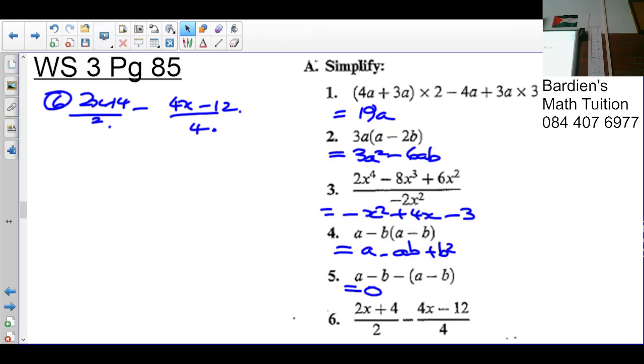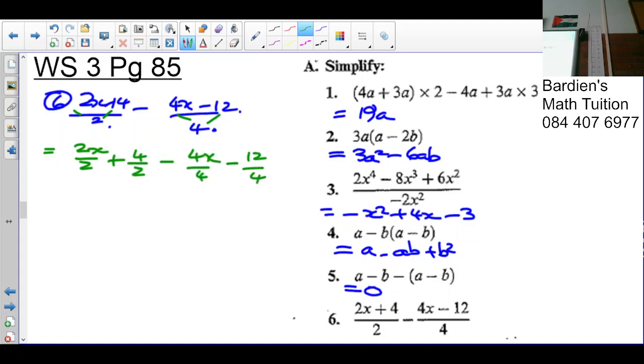People, let's look at our alternative method of doing what we just did. Definitely we can put each one over its own denominator, not so? So that's going to give you 2x over 2 plus 4 over 2 minus 4x over 4 minus 12 over 4. Now, because it's more than one term following a negative sign, there must be a bracket there. Okay. Can you see that, people?